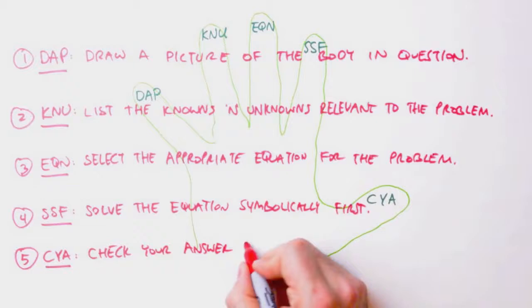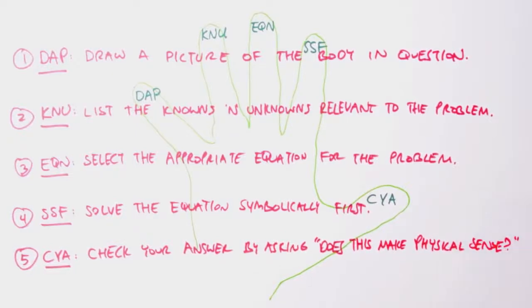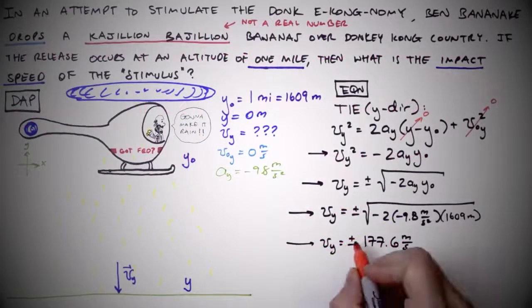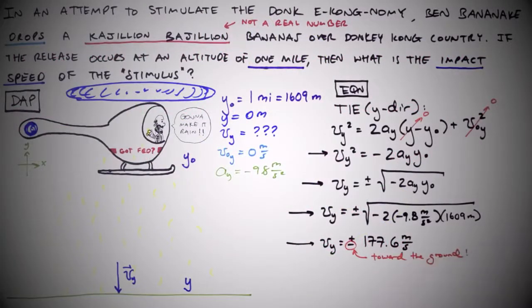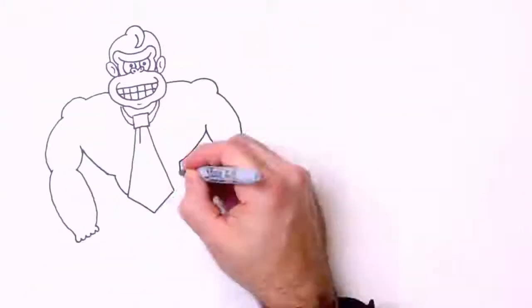Step 5. Check your answer. No, I don't mean by looking in the back of the book or Googling for solutions. I mean by asking yourself, does this answer make physical sense? Are the units what we'd expect? Is the numerical value physically reasonable? If the answer is negative, does that make sense? Asking and answering these questions is just as important as any other step in the method and will put us on the path to a solid understanding of the material.